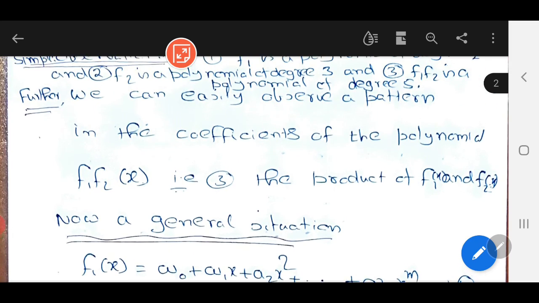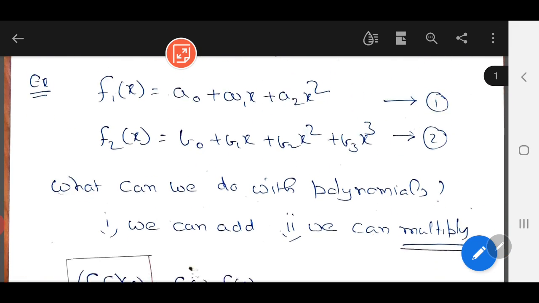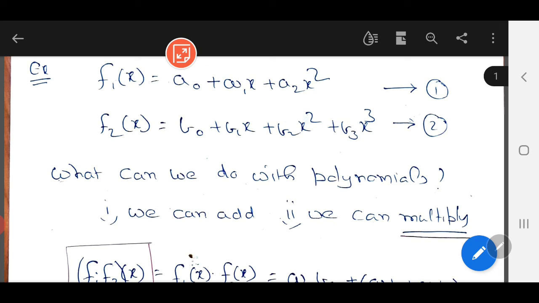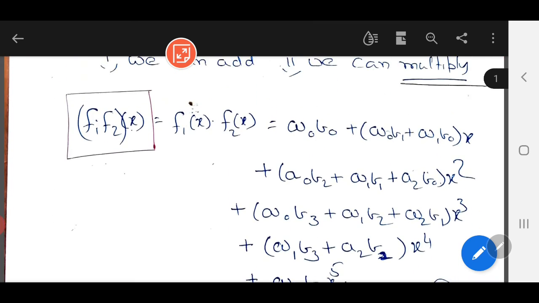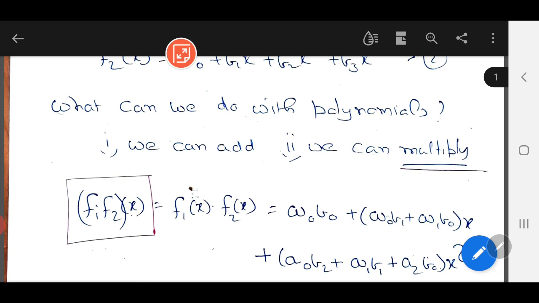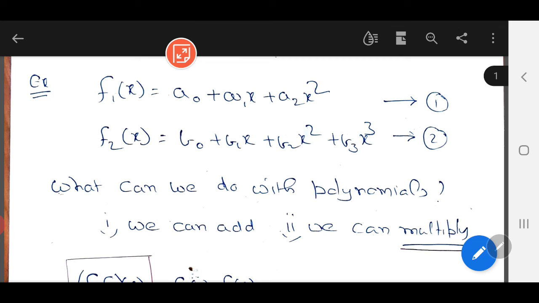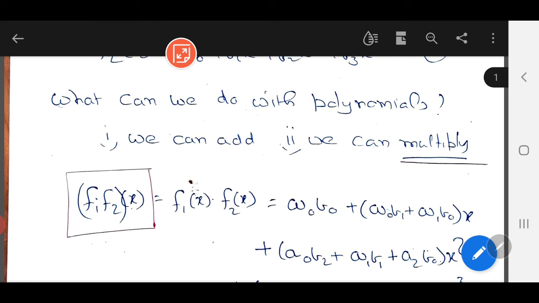See here, whenever f1 of x is A0 plus A1x plus A2x square, and f2 of x is B0 plus B1x plus B2x square plus B3x cube, then how did we collect the constant term C0? You collect those Ai and Bl such that i plus l is 0. So A0, B0 is the only option.